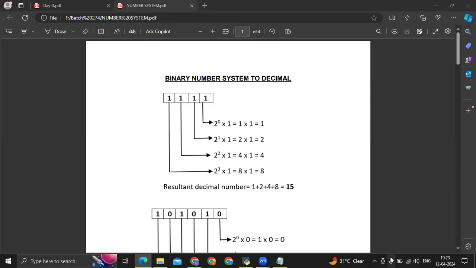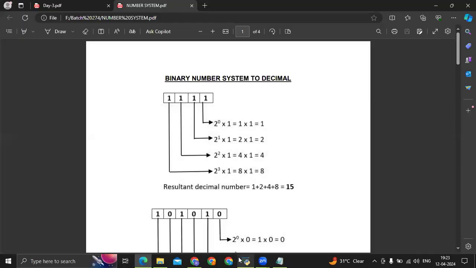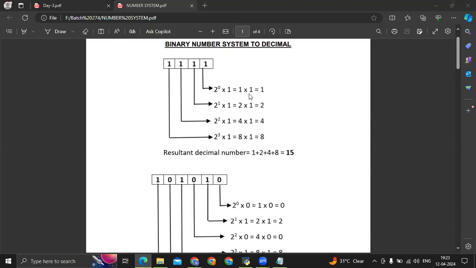Let me show you. Now let's check whether what we have done is right or not. Let me write bin of 15. Is this right? See, 0B1111. So this is right. Is this clear? Very good.